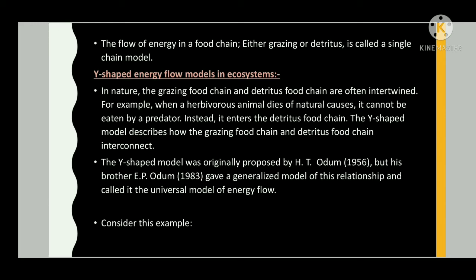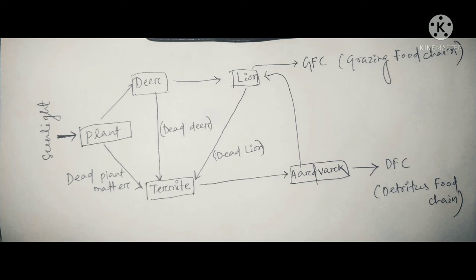The Y-shaped model was originally proposed by H.T. Odum in 1956, but his brother E.P. Odum in 1983 gave a generalized model of this relationship and called it the universal model of energy flow. Consider this example.